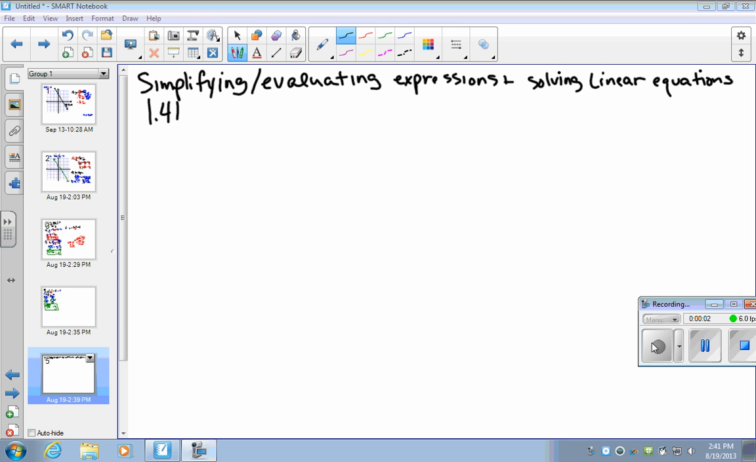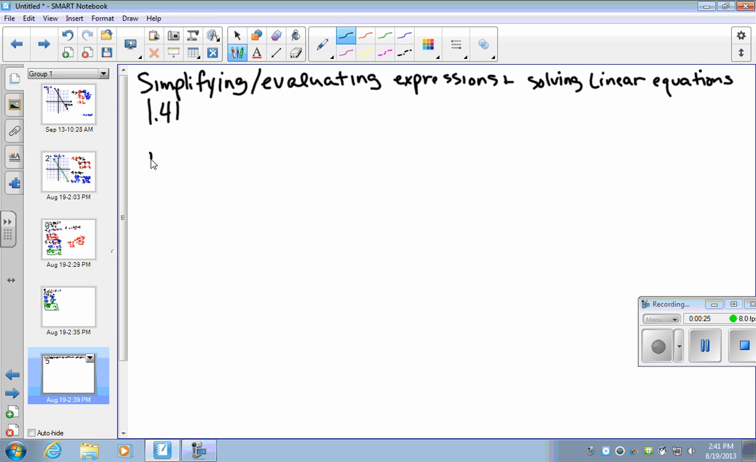Hi, this is the mastery topic that involves simplifying and evaluating algebraic expressions and solving linear equations. This will be a topic that you're expected to have mastered by mid quarter one. So I'm just going to start out here by looking at problem number 141.